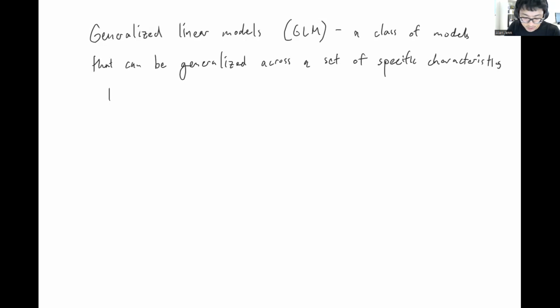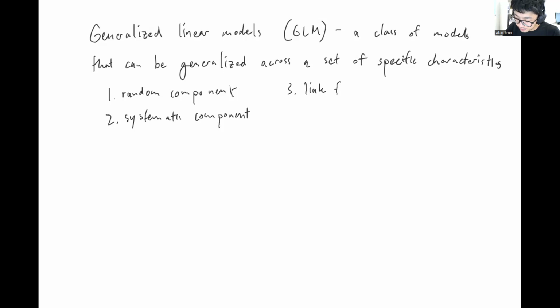And those characteristics are: one, a random component, two, a systematic component, and three, a link function, which we'll characterize like so, which describe how components relate.